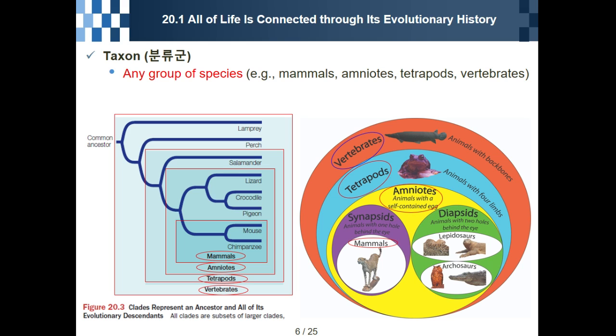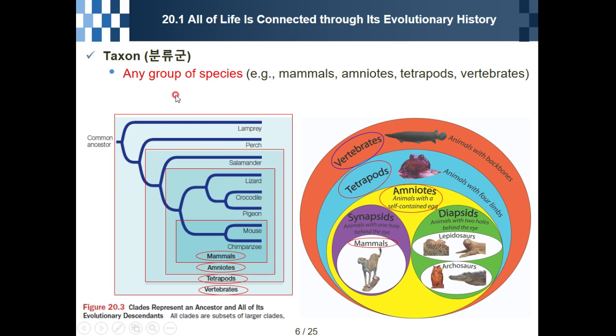So finally, there is another taxon. It includes lamprey, perch, salamander, lizard, crocodile, pigeon, mouse, chimpanzee. They belong to the vertebrates. Vertebrate means animals that have a backbone. Okay, we have a backbone like this. So this is what we call a taxon.